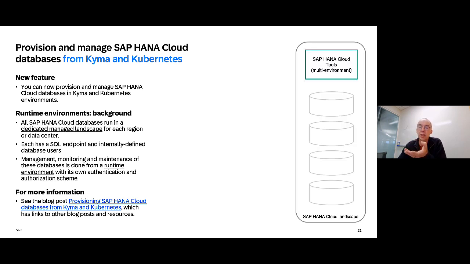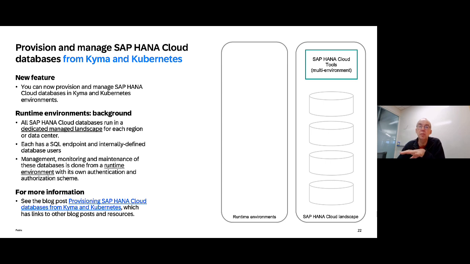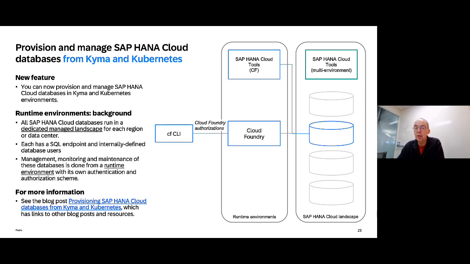Here's the HANA Cloud landscape, and that's a set of Kubernetes clusters in any data center. And we do sometimes talk of provisioning databases in Cloud Foundry or in Kyma and so on. But no matter what runtime you use, the HANA and HDL databases are always running in this same landscape. However, access to them from BTP is through a runtime environment. So for years, you've been able to provision and manage HANA Cloud from Cloud Foundry.